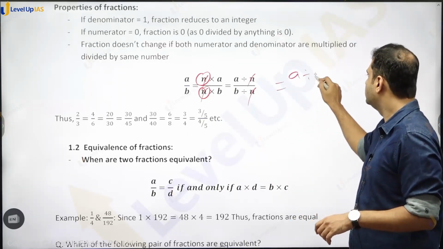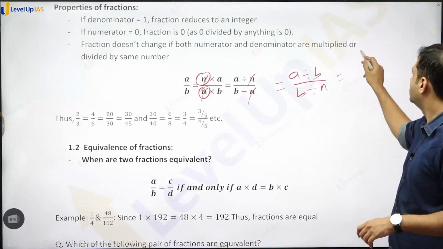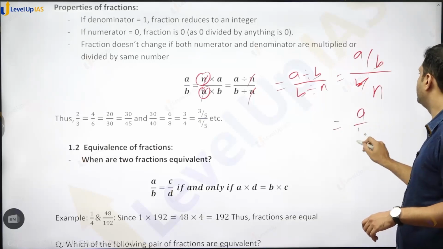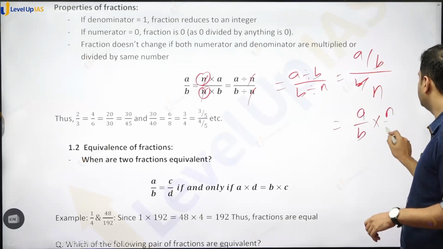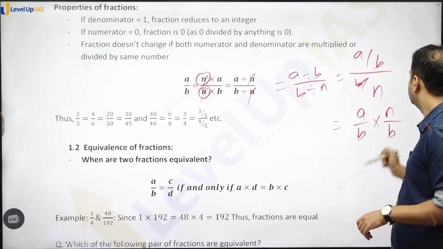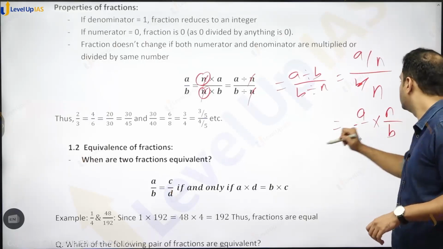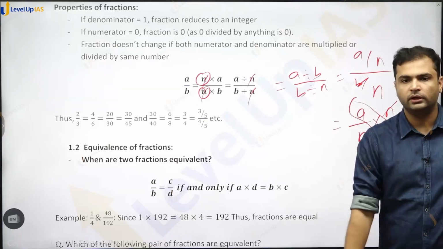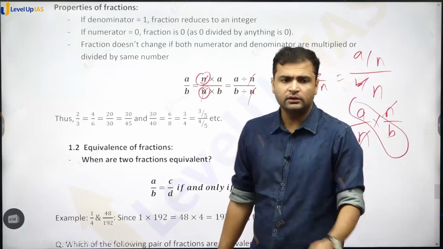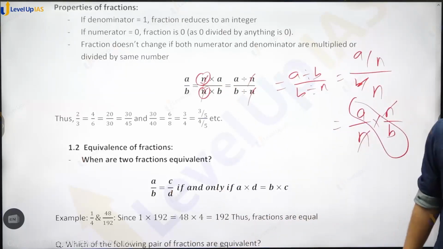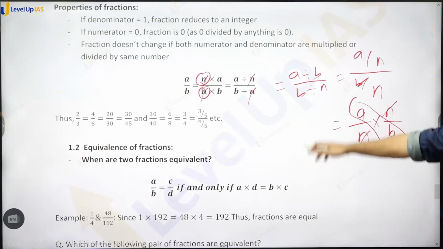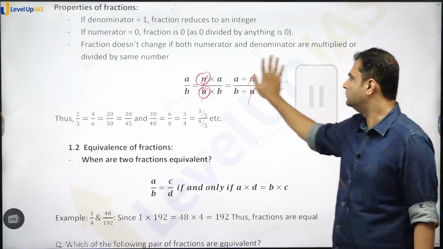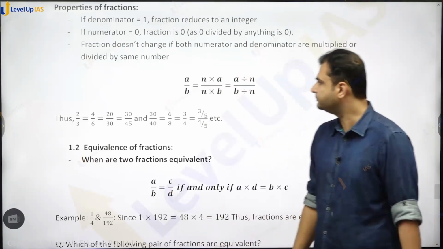A divided by n upon b divided by n, I can write it like this, a by b. This division is nothing but reverse of multiplication. And this again n cancels out and you will get a by b. So if you multiply or divide fraction by the same number in the numerator and denominator, fraction does not change. We had covered this also in the last class, right?